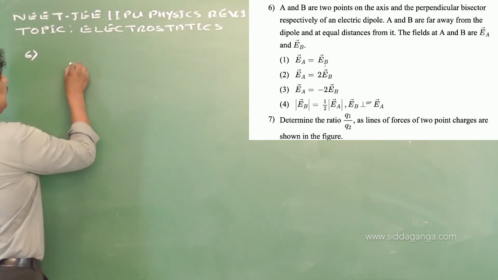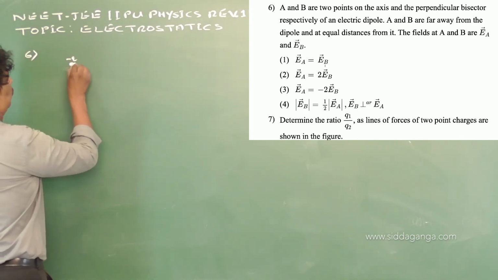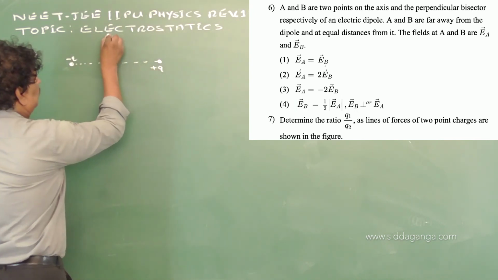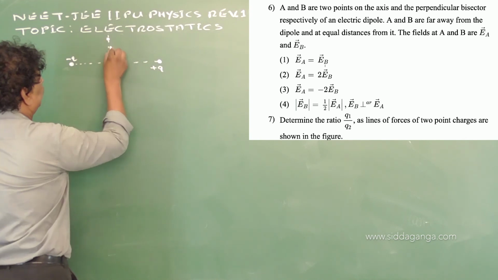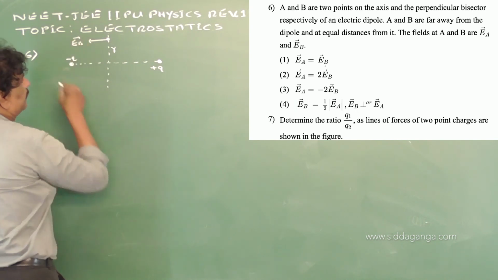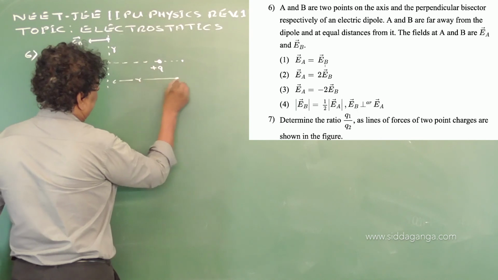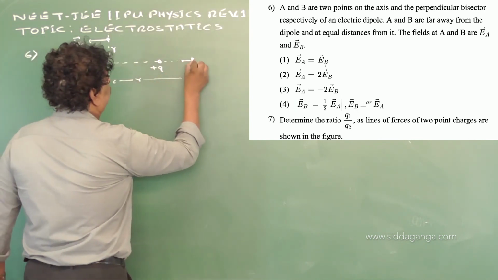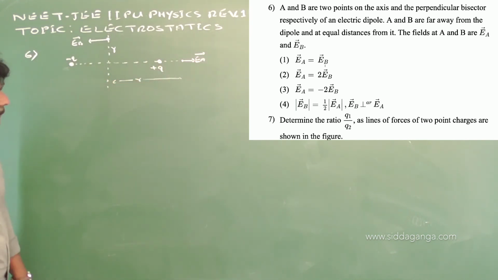Now, we have an electric dipole, minus Q and plus Q. This is the perpendicular bisector. Say at distance R, the field is EB. Again at a distance R on the axis, the field is EA, and both distances are the same, right? Now what is the relation between them?